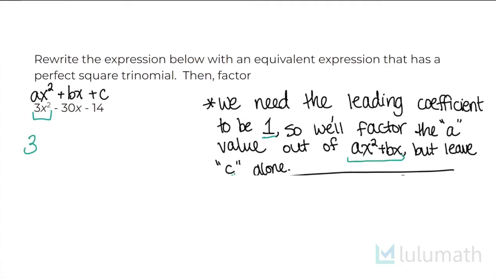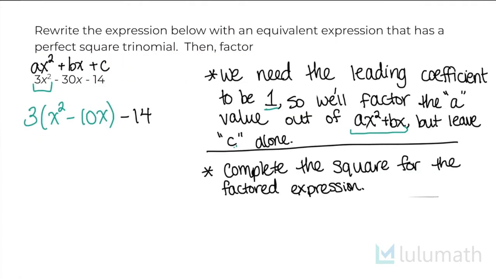So I'm going to factor a 3 out. And when I do that, I have an x squared minus 10x left over. And I'm going to leave this minus 14 here at the end. By doing that, I now have a leading coefficient inside my bracket of 1, which makes things a lot easier when I'm trying to complete the square.